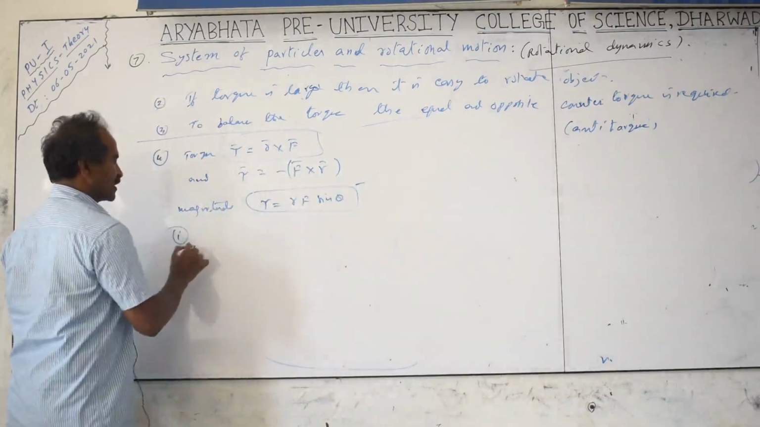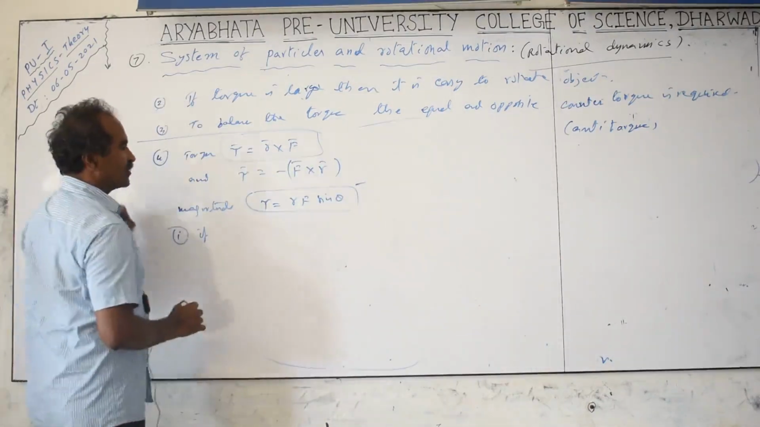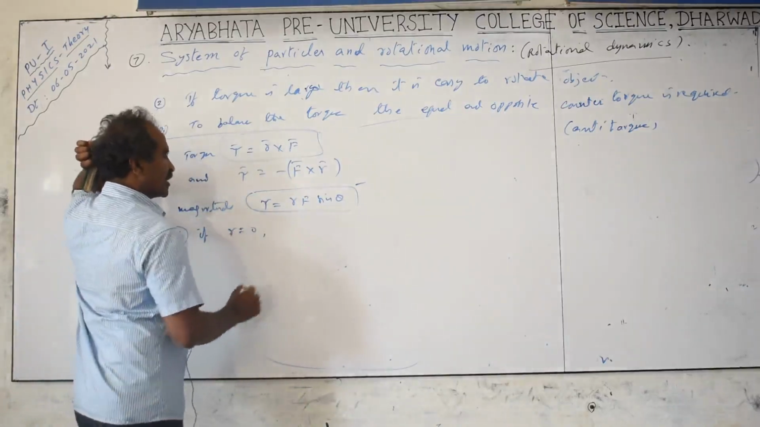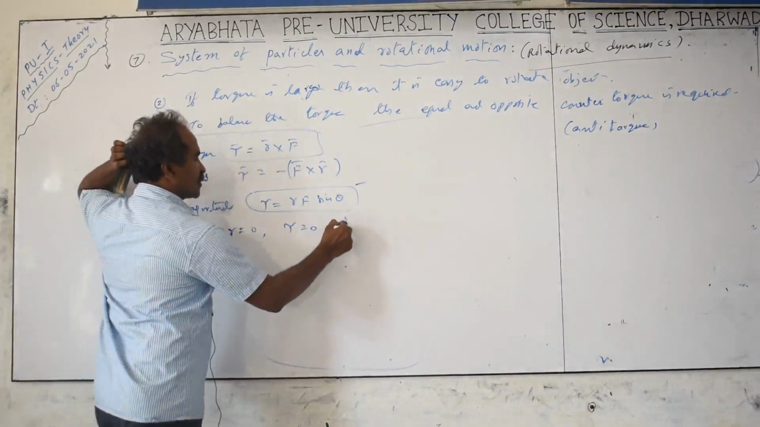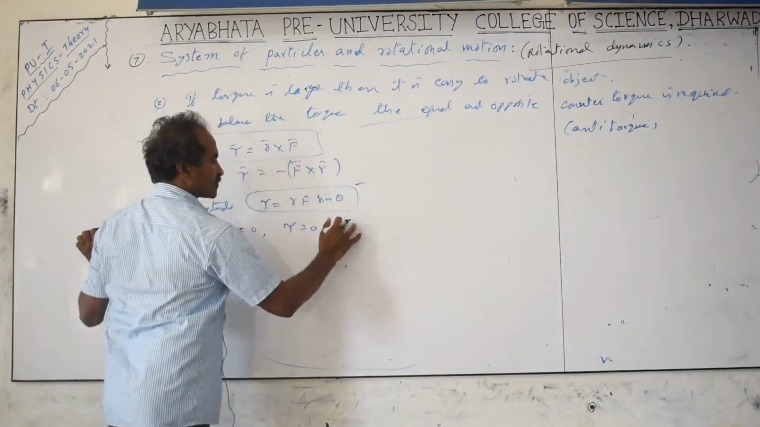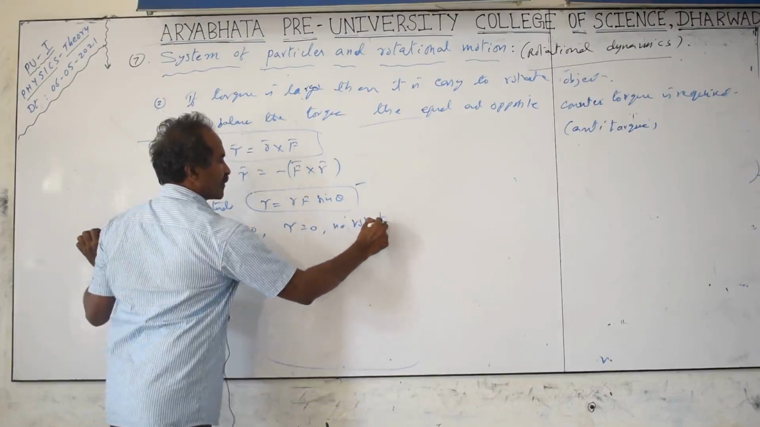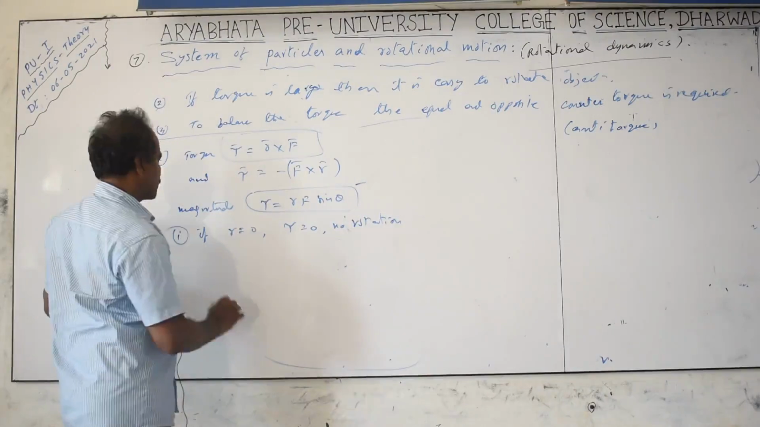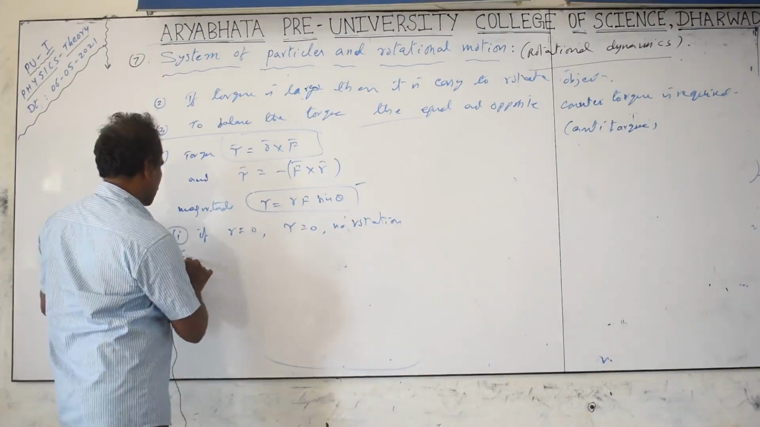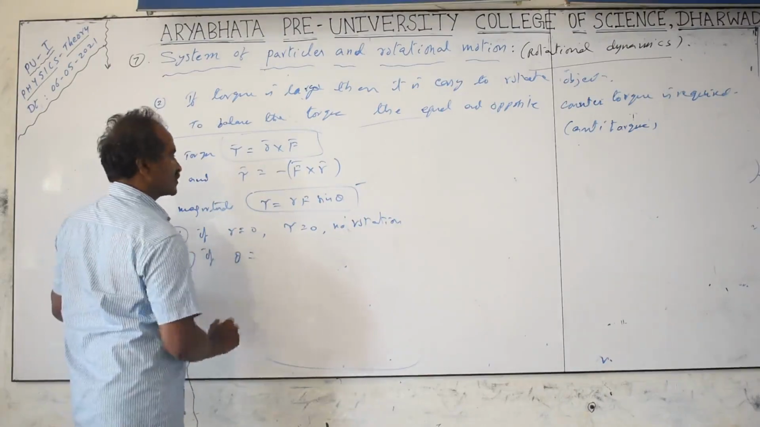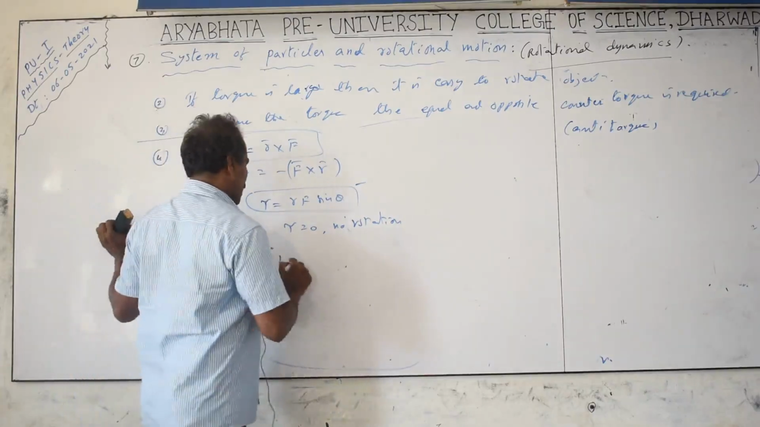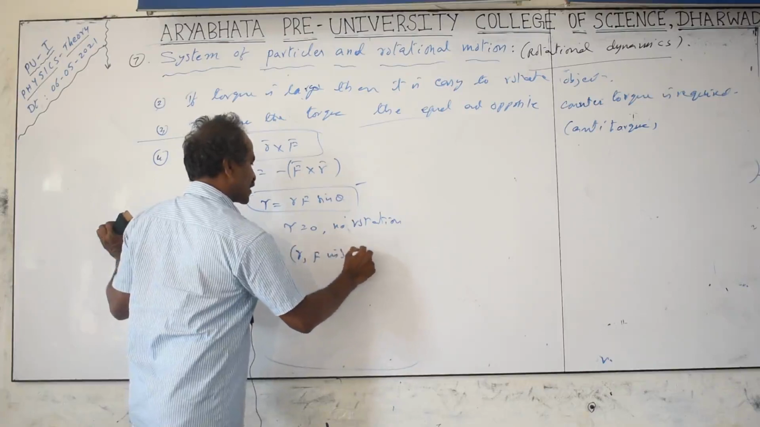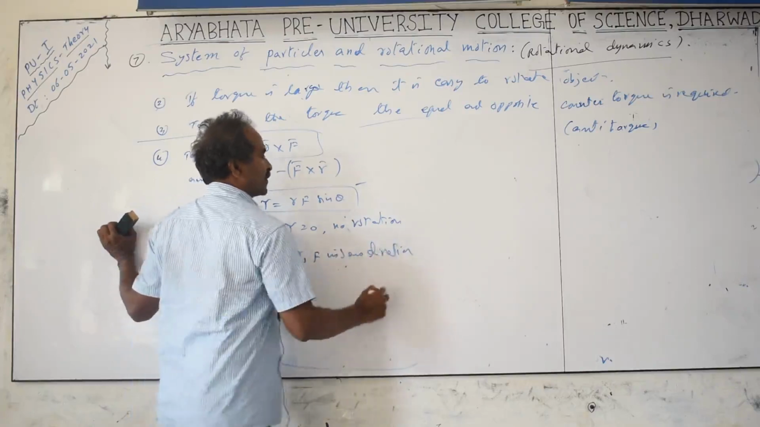Now the special cases. Tau is 0 if R is 0. First we will take R equal to 0. If R is 0, torque is 0, so there is no rotation. On an object at rest, even if a force is there, there is no possibility of rotation. Next, if theta is equal to 0 degrees, that means R and F are in the same direction, or parallel.